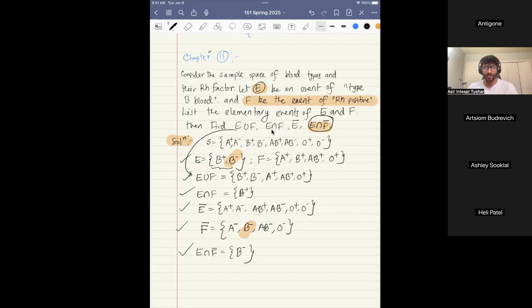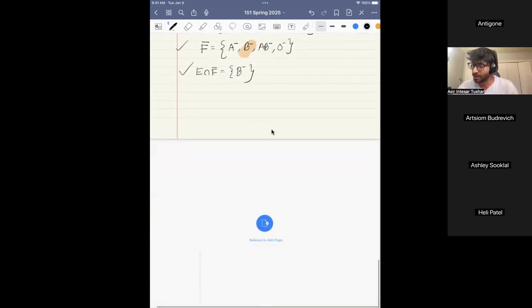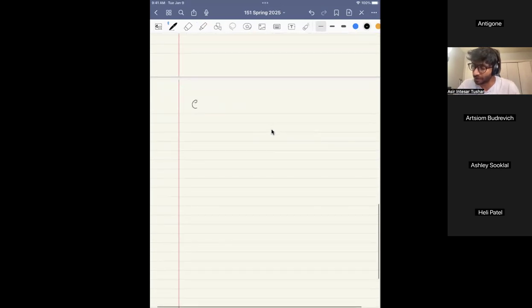Okay. So now we're going to start off with a couple of properties. These are new stuff, still in chapter 11, but we're going to talk about a couple.